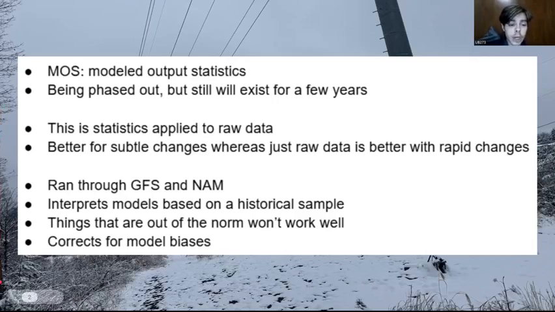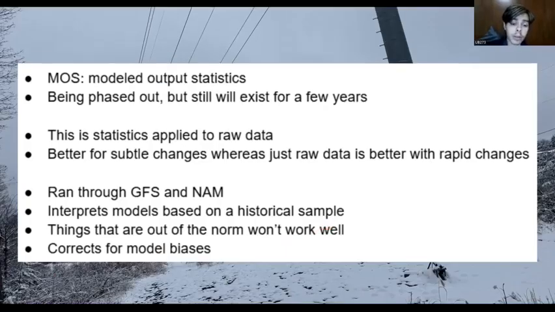It's run through GFS and NAM, and it's going to interpret the models based on historical samples. So, looking at data of what's happened before, let's apply these statistics to the data to figure out what we might have. Things that are out of the norm won't work well, like I mentioned. If it's an unusual situation, it's going to be slightly inaccurate. And it helps to correct for some model biases, because the different models that we have will have biases.